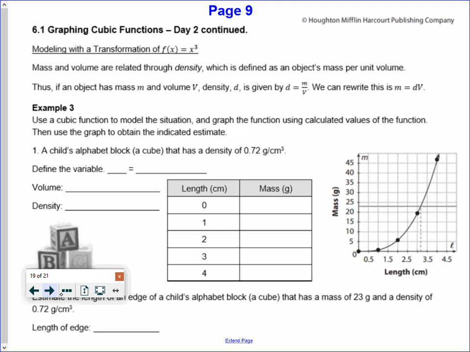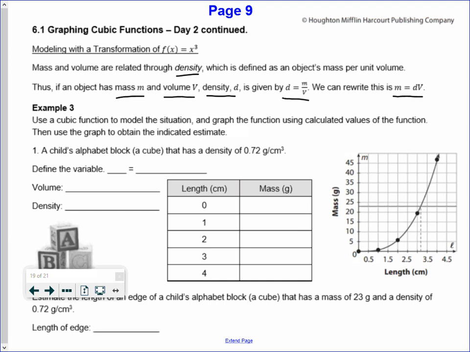So we're told here that mass and volume are related through density, which is defined as an object's mass per unit of volume. So what that means is that if I have an object with a mass of m and a volume of v and a density of d, the density will be d equals m over v. But since the density is really just a constant, we can rewrite this as mass equals density times the volume.